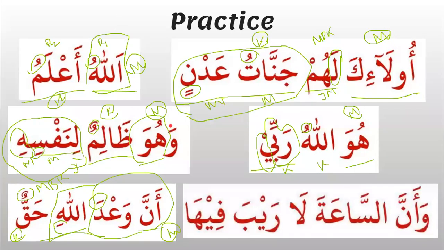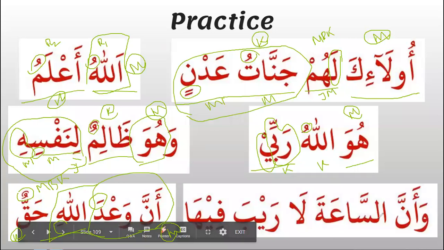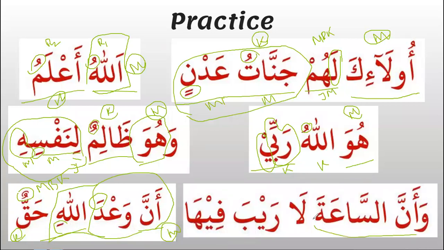And anna sa'ata la rayba fiha. As you can see, anna is a harf nasab, and sa'ata is the victim, right? Anna sa'ata. So this portion we will consider the mubtada, and the rest of the portion you haven't studied yet, so I'm not going to discuss it right now. But anna sa'ata is the mubtada.